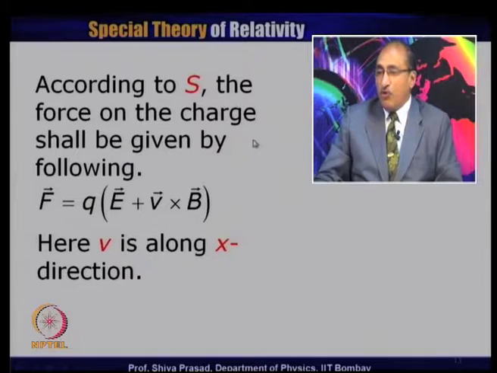According to S, the force on the charge shall be given by F = Q(E + V cross B). Here V is along the x direction. So, let us write this particular equation in a proper vector form and try to extract what will be Fx, what will be Fy, what will be Fz. That is what I am doing in the next transparency.